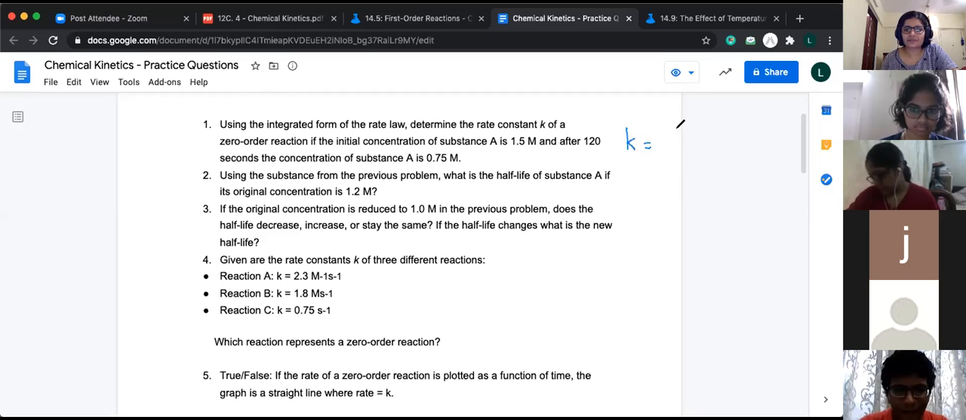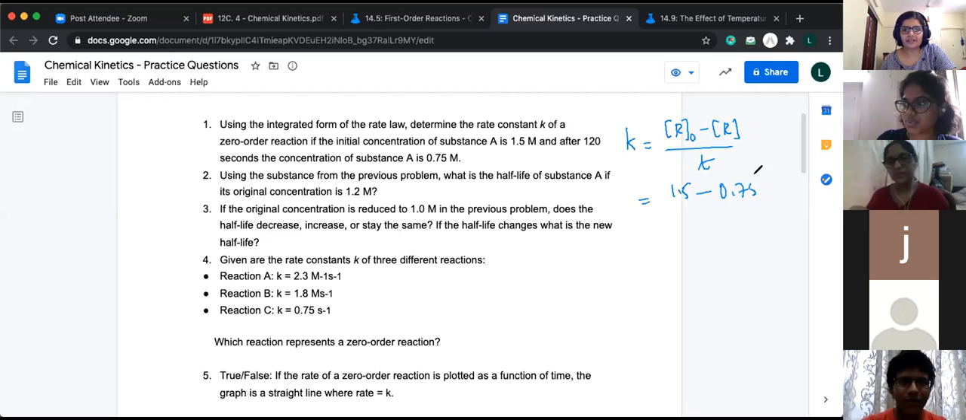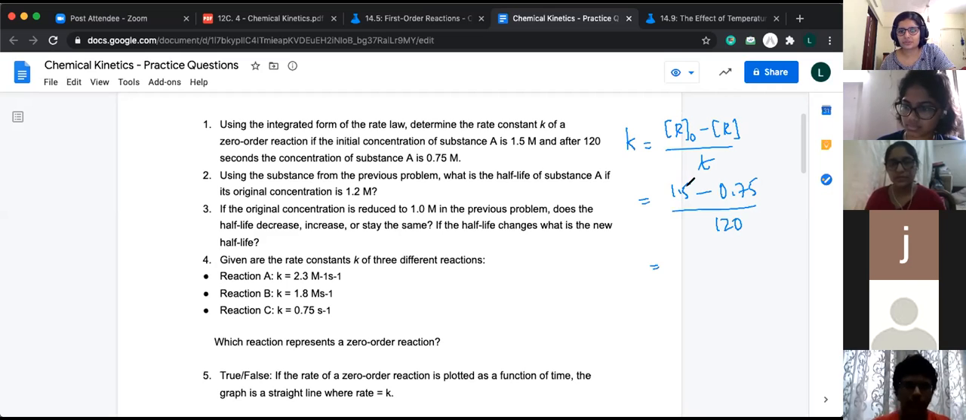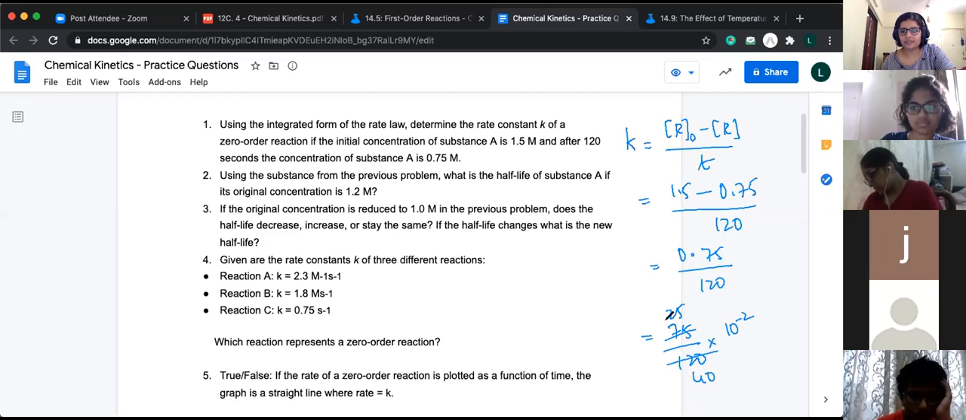So you can apply it directly. k equals R naught minus R upon t. R naught is given to be 1.5 M minus 0.75, the decrease, upon time which is 120 seconds. So this minus this is going to be 0.75 upon 120. Divide it. 75 by 120 into 10 power minus 2. 25 doesn't go in. 3 twenty-fives are 75, 5 twenty-fives are 125, so 5 by 8 is how much?